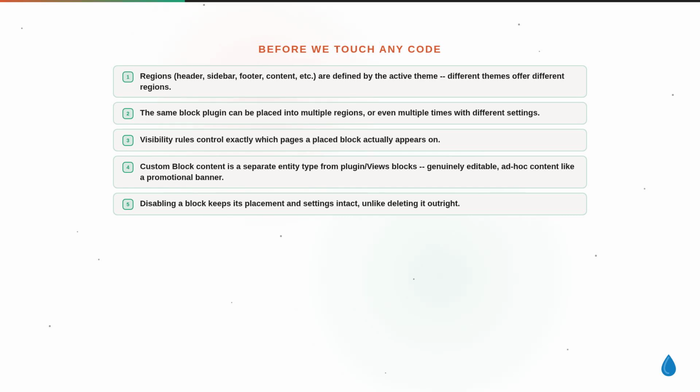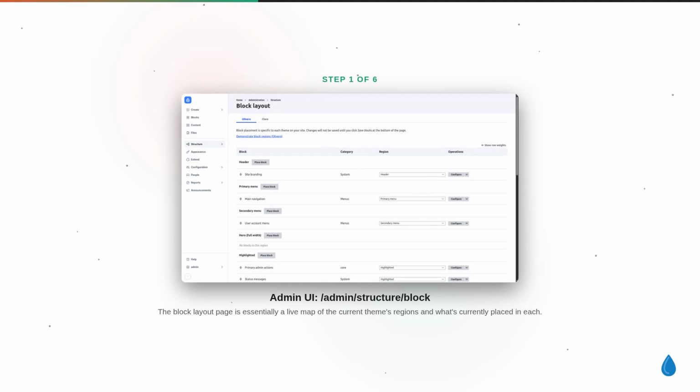Custom block content is a separate entity type from plugin views blocks, genuinely editable, ad hoc content like a promotional banner. Disabling a block keeps its placement and settings intact, unlike deleting it outright. The block layout page is essentially a live map of the current theme's regions and what's currently placed in each.